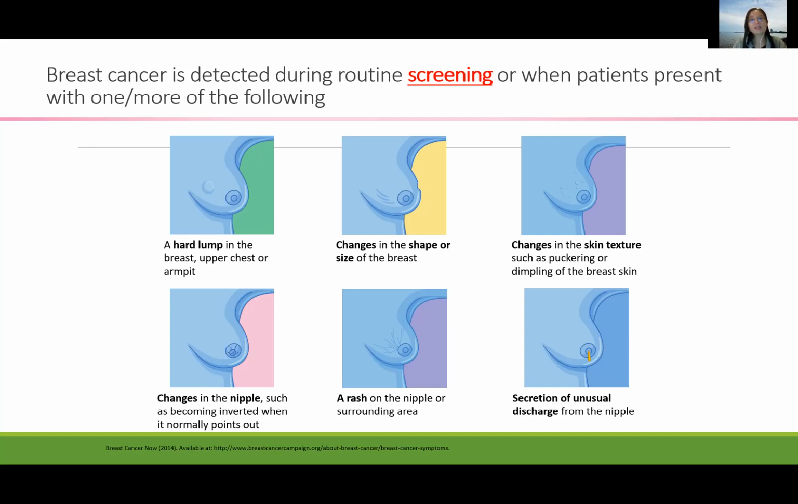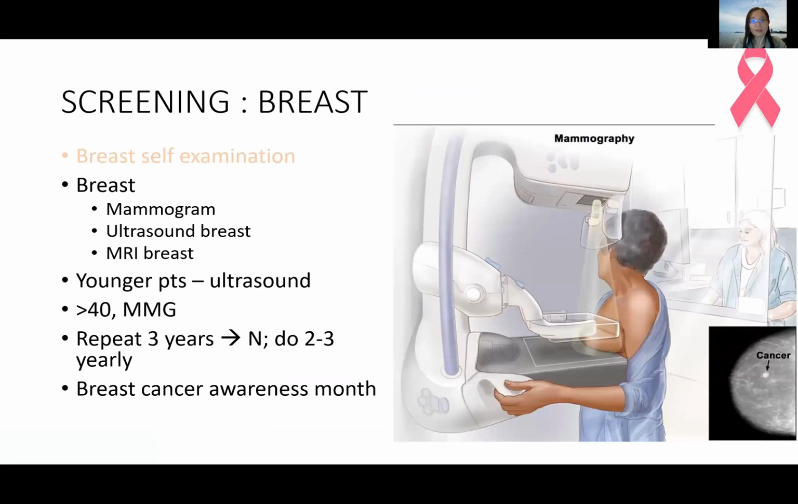70 to 80% of the time, lumps from cancers are painless. So the public need to be aware that painless lumps are actually more dangerous. You should get it checked rather than just leaving it. Most of the time, cancers are painless. It can happen in the breast and it can happen in the axillary or the armpit region. On YouTube and in pamphlets, there are lots and lots of them, and it's easily accessible.